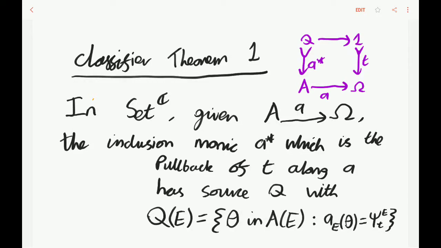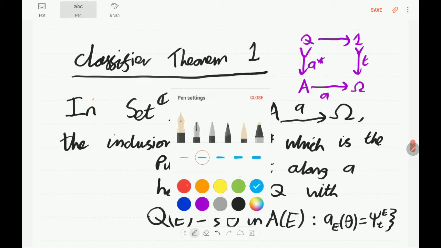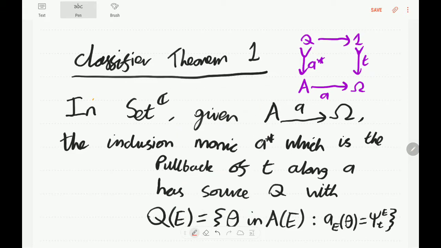Okay, so now what we really want to do is to prove that the thing that we've got for this category set to the power of C really is a subobject classifier. So the first result we want to prove then is this classifier theorem. In set to the C, if we have an arrow A into omega, then I suppose we have this inclusion monic A star, which is the pullback of true along A.